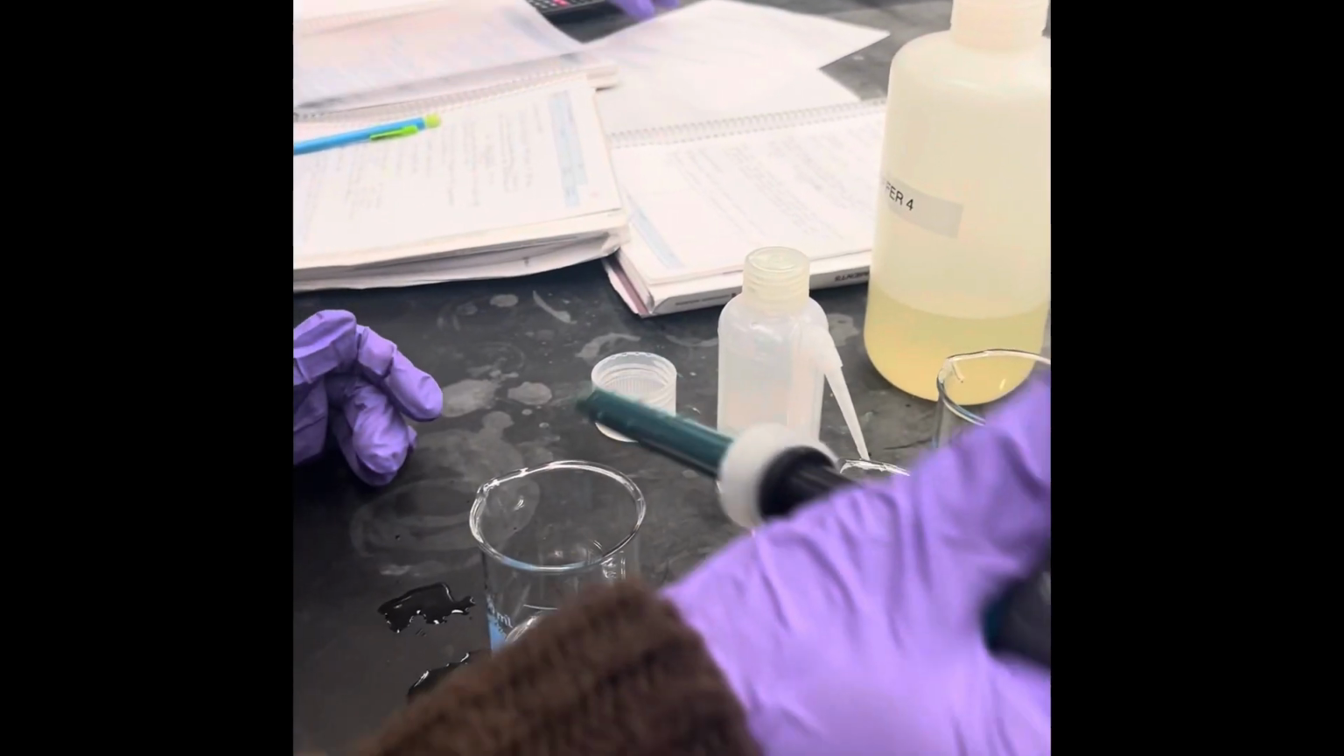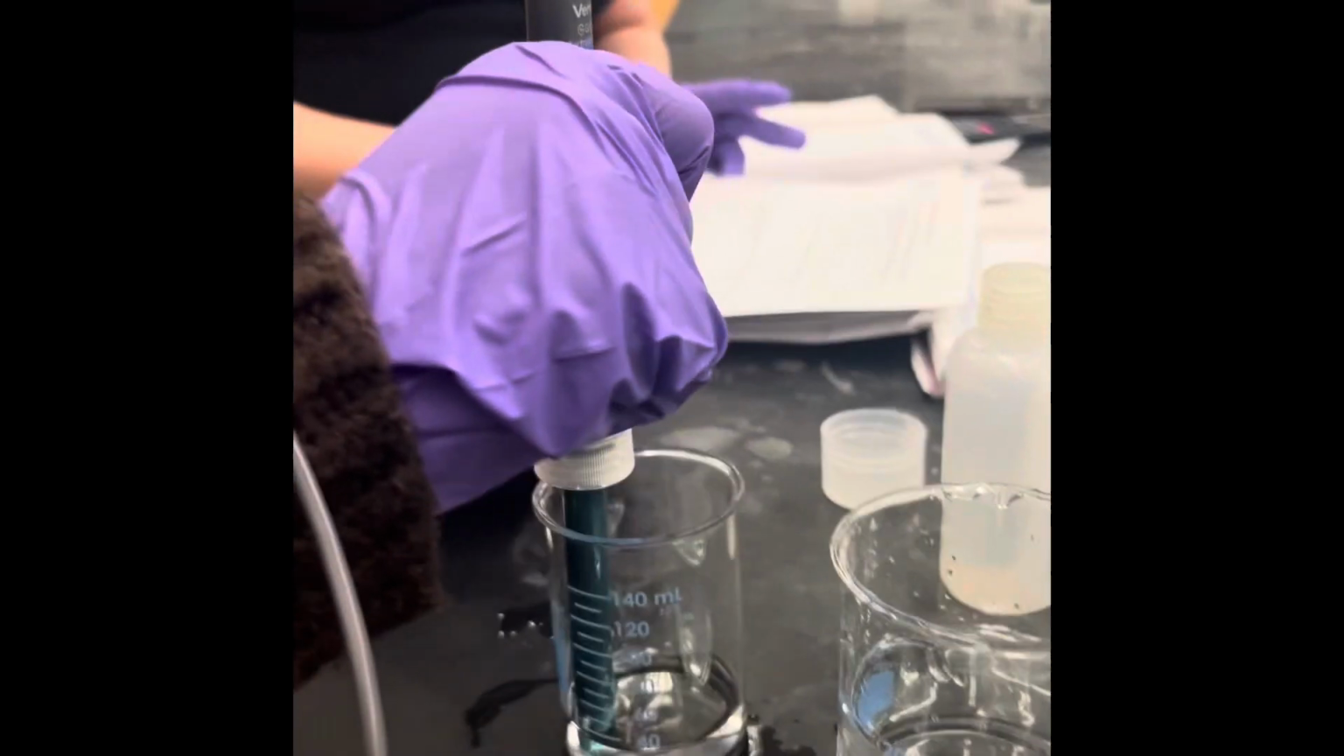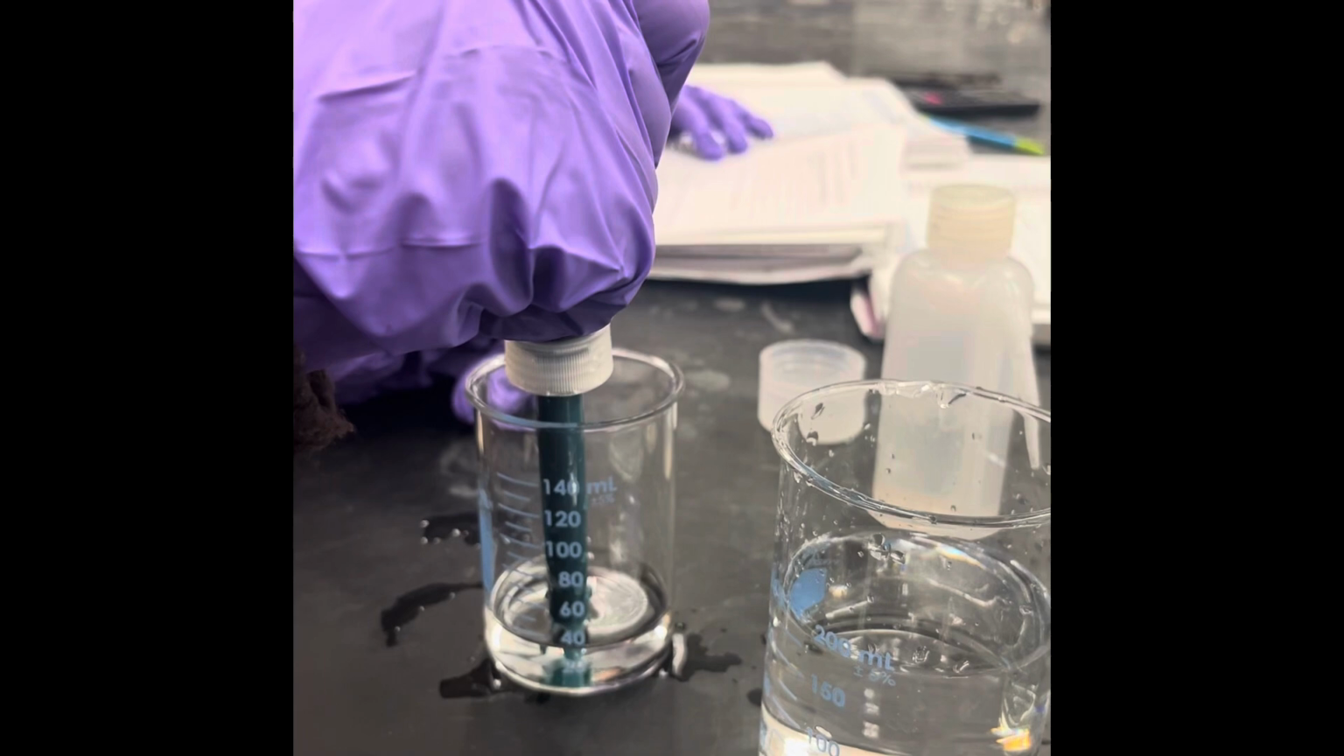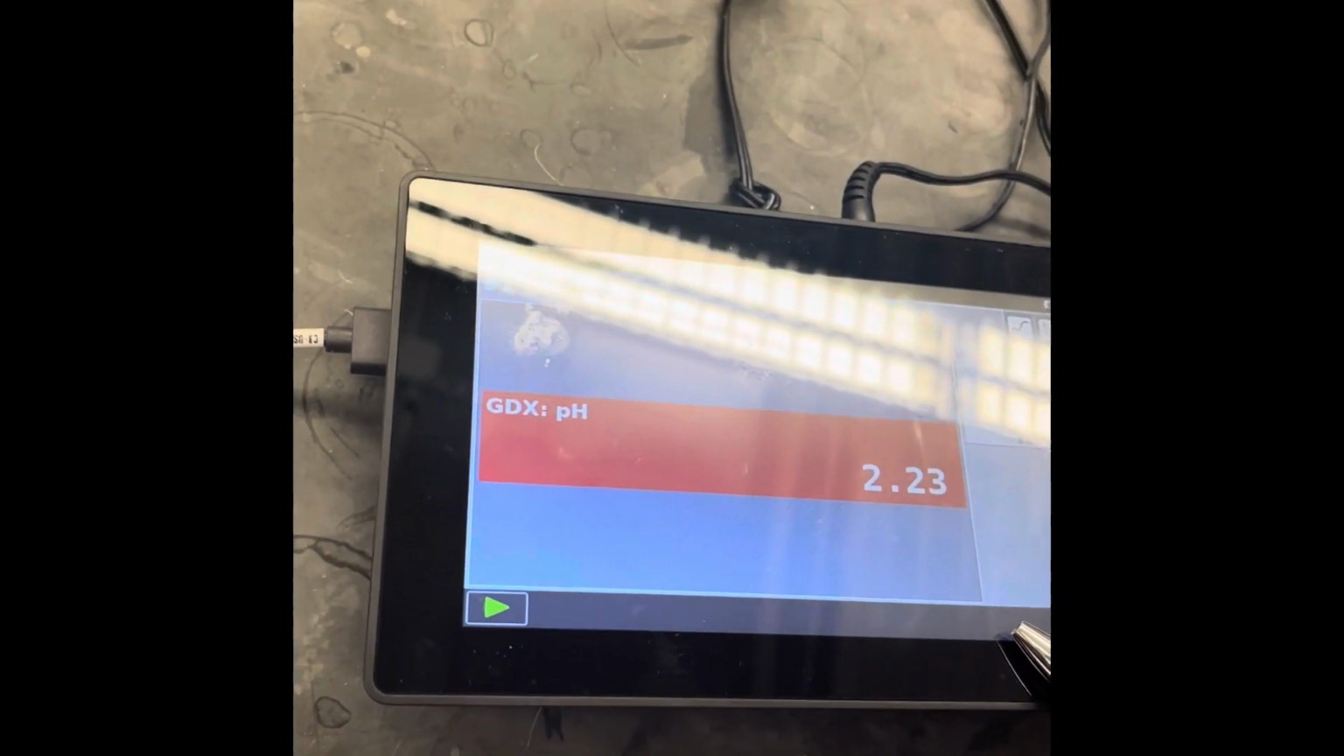Next, we must make our dilutions for the acetic acid. As you can see here, we are once again using a graduated pipette and a 25 milliliter volumetric flask. Our concentrations for each dilution are the same ones we used for the hydrochloric acid previously.